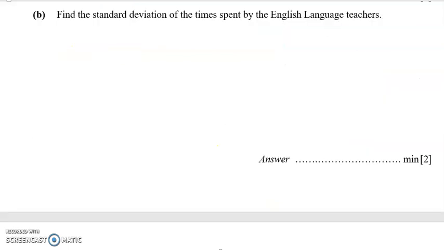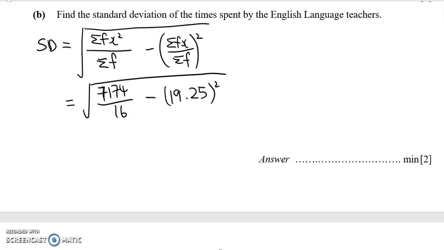Part B requires us to find the standard deviation of the time spent. We can use our calculator to help us with this, or we can also make use of the formula. We can find the value of the summation of fx squared. You can add up from the values given, or use a calculator to help you. And we should get this corrected to 3SF. Now we'll go on to the next part.